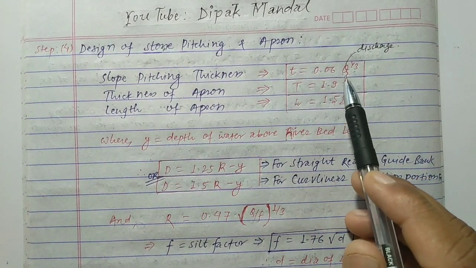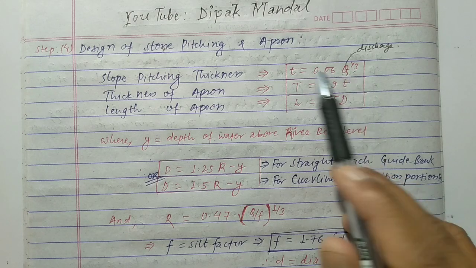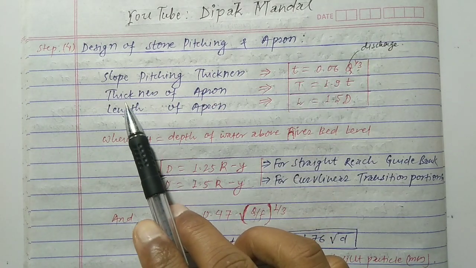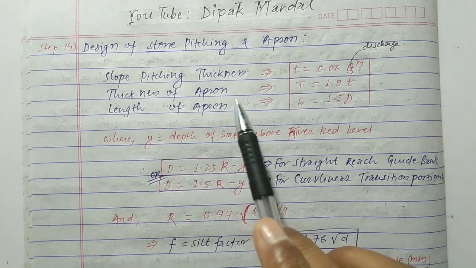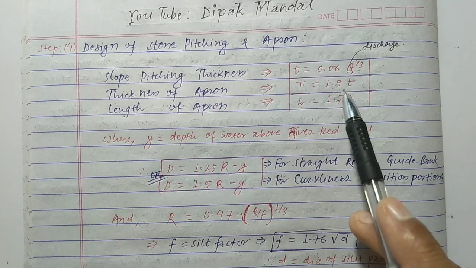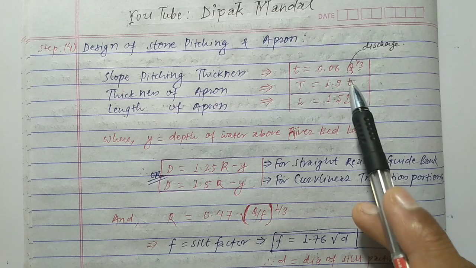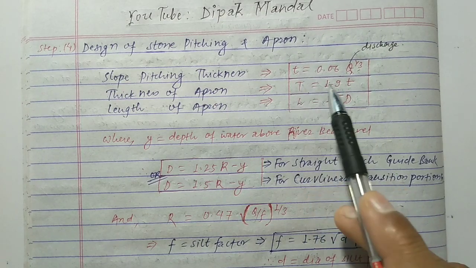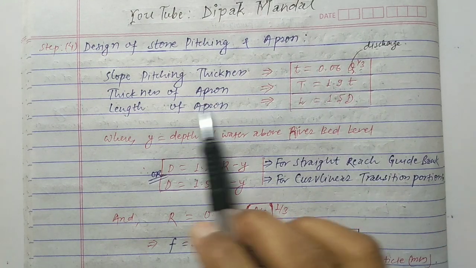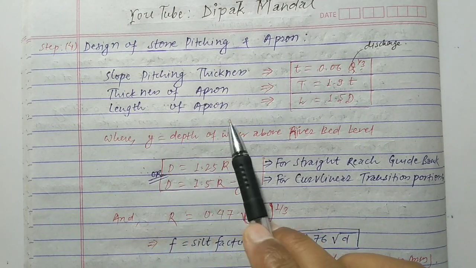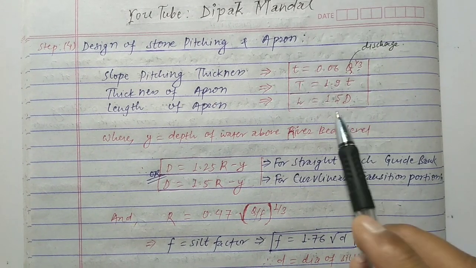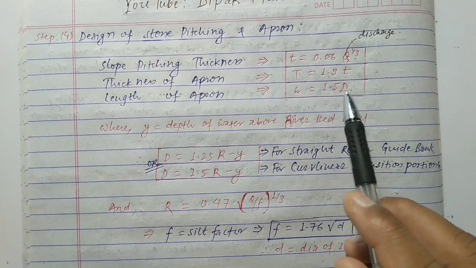is given in the question, and after using discharge we get the value of small t. After that we have to determine the thickness of apron, and this is denoted by capital T, and capital T is simply calculated by 1.9 times small t, and the small t value is taken from here. Okay, and after that we have to calculate the length of apron, and length of apron can be calculated equal to 1.5 d. Okay, and now you have to understand what is d.